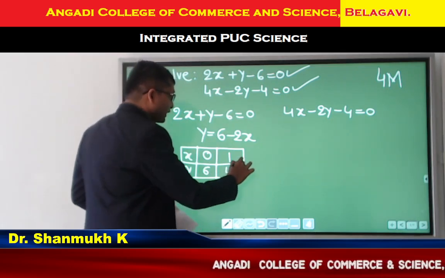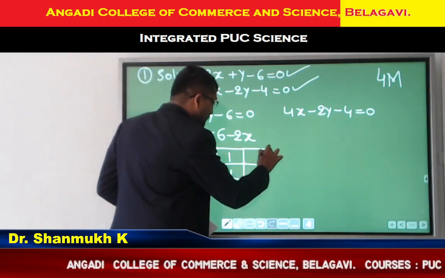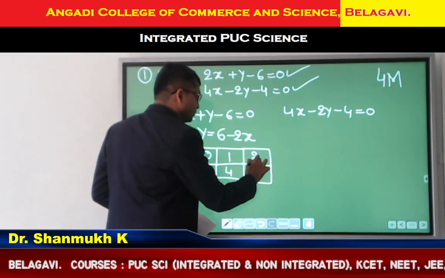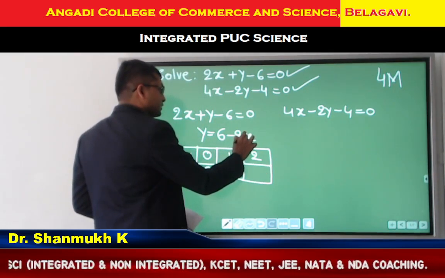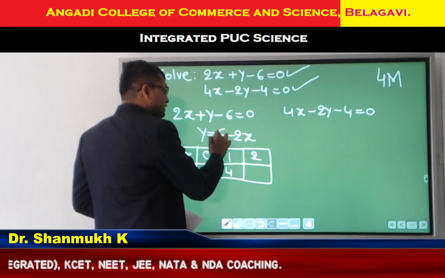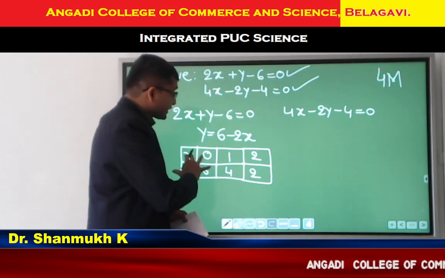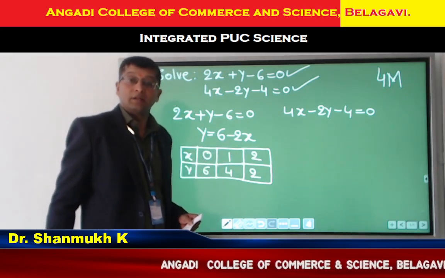If you want, you can take one more value. If I take x equal to 2, 2 into 2 is 4, 6 minus 4 we get as 2. So these are the three values we are going to get.